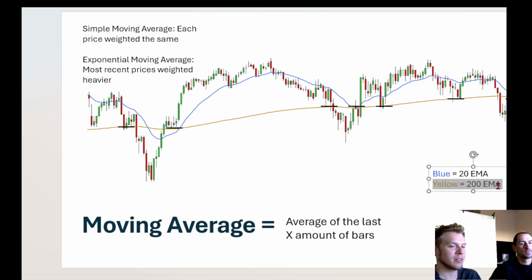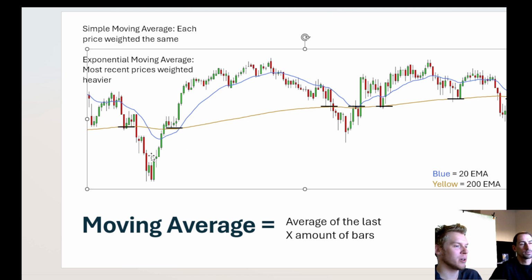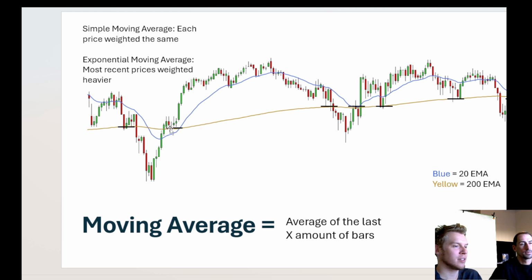The higher the moving average, so this yellow is the 200 moving average, the stronger the support and resistance. And I have these black lines that show where it tested the 200 moving average and bounced off of it. So here, it's pulling back, bounces off of it there before it breaks down, bounces off there, breaks through, then pulls back, tests it a couple times here, it breaks through, then pulls back and tests it before going lower.